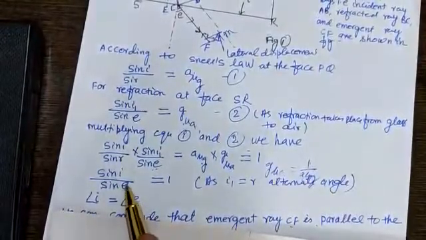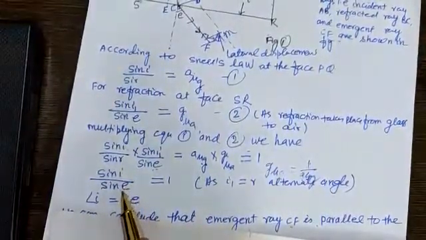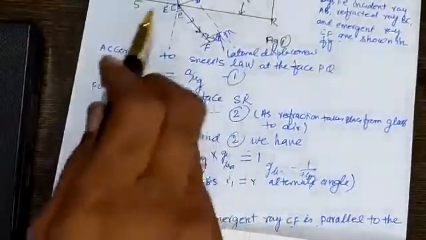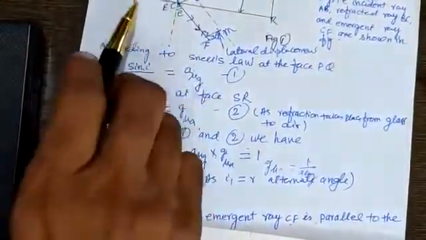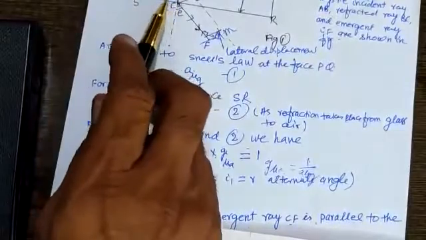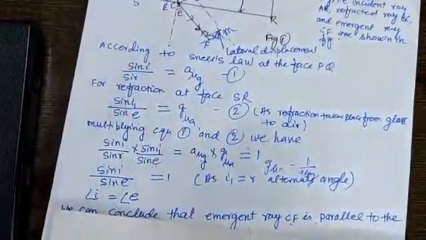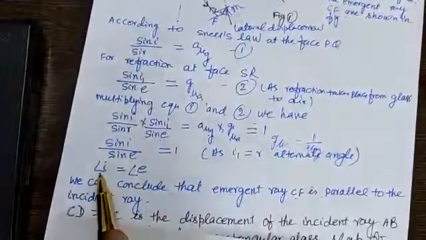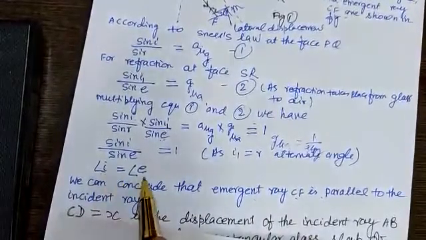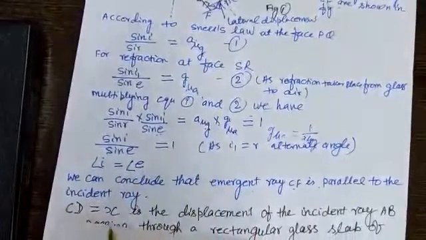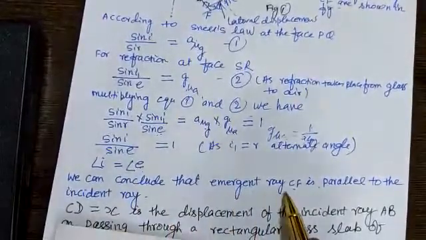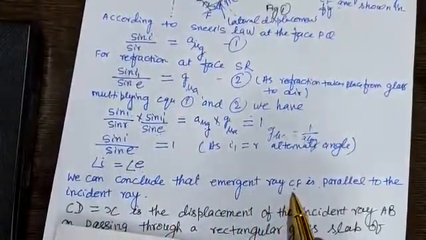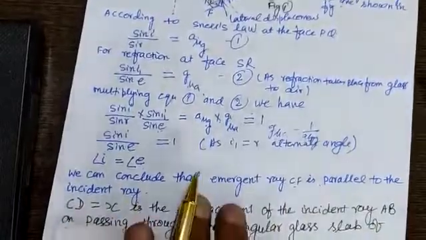So now sine i upon sine e is equal to 1, because i1 is equal to r. Here we find that the angle of incidence is equal to the angle of emergence. So we can conclude that the emergent ray CF is parallel to the incident ray.